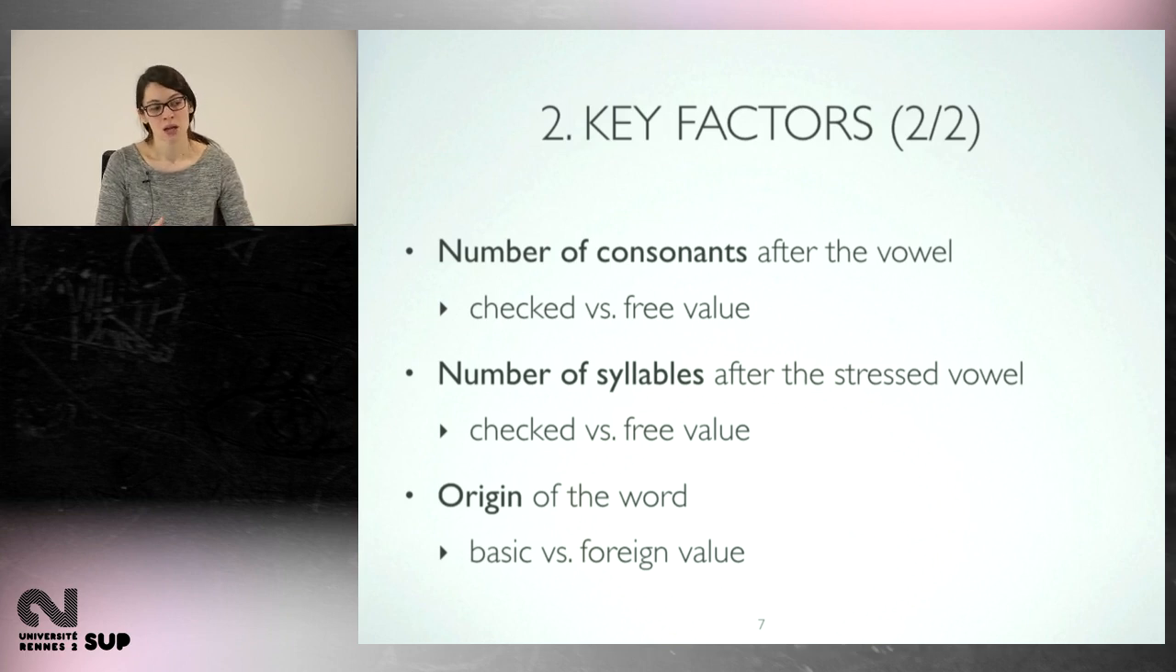Okay, so that's all I wanted to say as far as the key factors influencing pronunciation in English are concerned. So again, the first thing you need to do when you want to decide what the pronunciation of a vowel is, is have a look at whether the vowel is stressed or not. Then, if the vowel is stressed, you will check the number of consonants that follow the vowel. Then you will check the number of syllables that follow the vowel. And finally, you might want to think about the origin of the word.